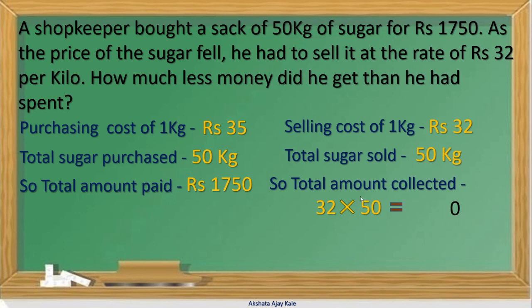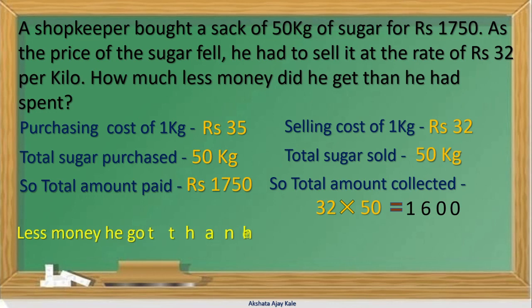Okay. Then 5 2s are 10. So 0 here, 1 is carried over. 5 3s are 15 plus 1, that is 60 — means he collected how much? 1600 after selling 50 kg of sugar for rupees 32 per kilo. Means he suffered loss. Right?